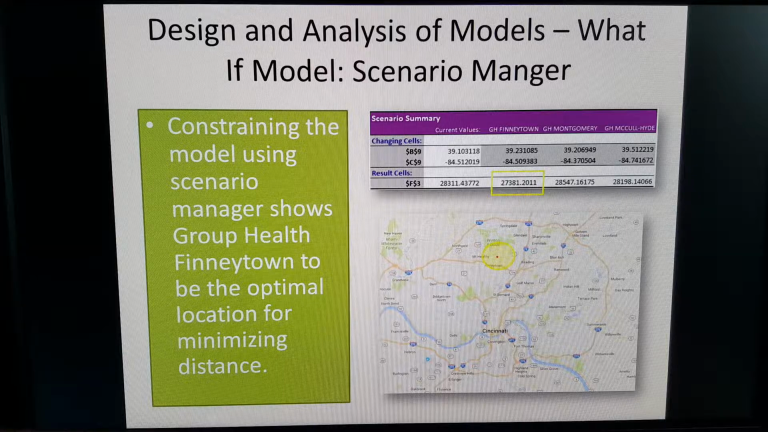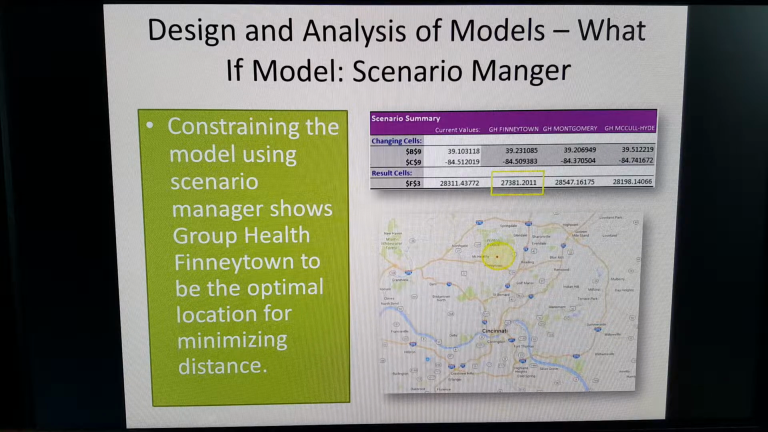The unconstrained model finds the most optimal location regardless of what currently exists at the latitude and longitude of the output value. However, a more realistic model would constrain the model to places where it is physically possible to build a building. In the context of this scenario, I want to constrain the model to use one of 3 existing buildings already occupied by group health offices.